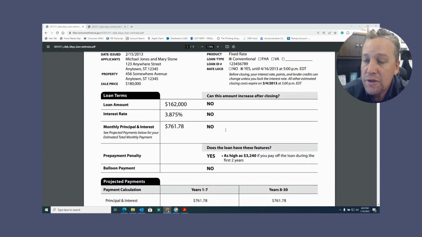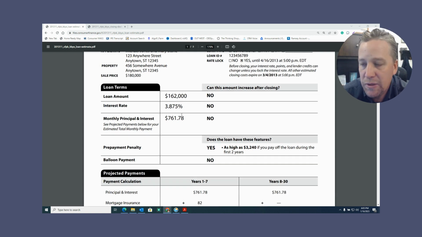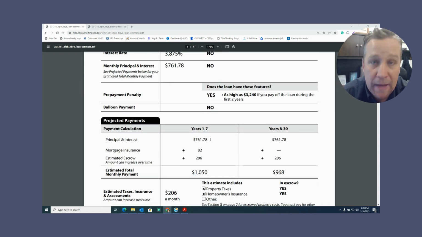That type of thing. So then you have the loan term, the interest rate, the principal and interest, and you'll see these little yes and no boxes here. This is just to tell you right up front if the loan's adjustable, if it's a balloon, if there's a prepayment penalty, if anything about your loan's going to change over the 30 years of having the loan. And if one of these boxes is yes, they have to issue you additional disclosures on what is yes. Why will my rate change? Why will my loan amount change? What will change?